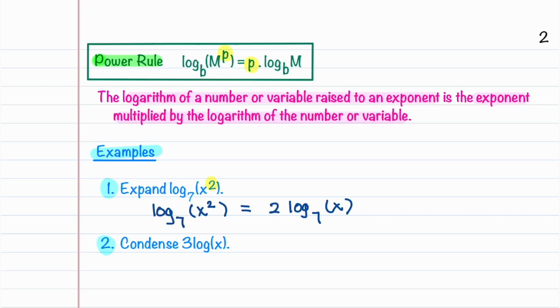In our second example, we are going to do just the opposite. We want to condense this expression. So what we want to do is to not have that constant 3 out in front. We can say then, using our power rule, that 3 log of x is equal to log of x cubed. So our constant 3 that was in front is now up in our exponent.